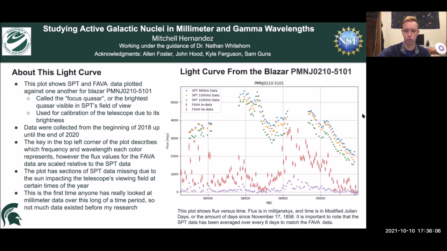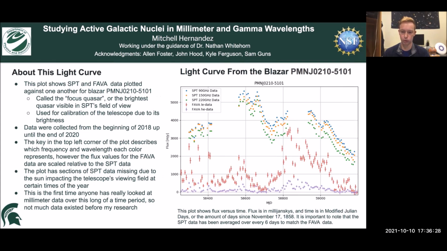So most of what I was doing this summer was making light curves. And this is an example of one light curve for brightness versus time. And this is from the blazar PMNJ0210-5101. And this is what we call the focus quasar because it's the brightest quasar in our field of view, and it's used to calibrate and focus the telescope.